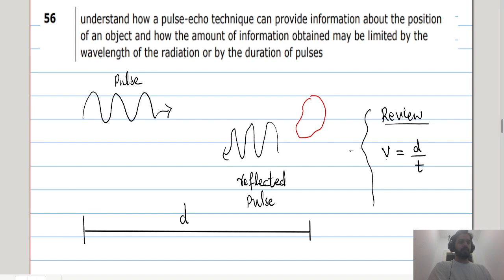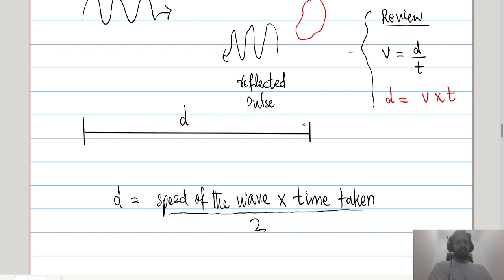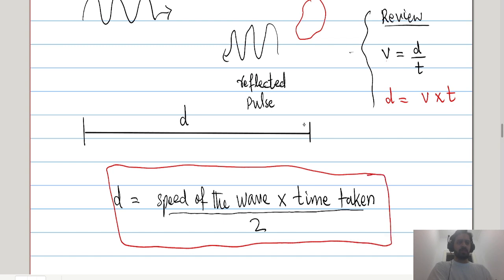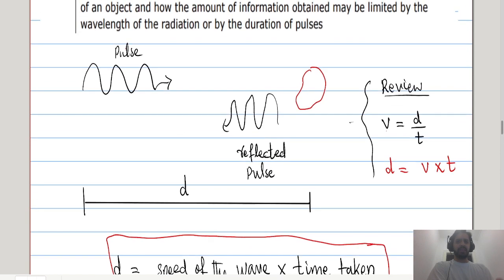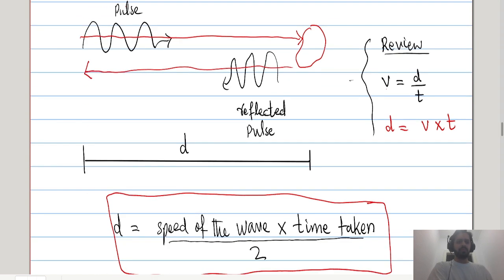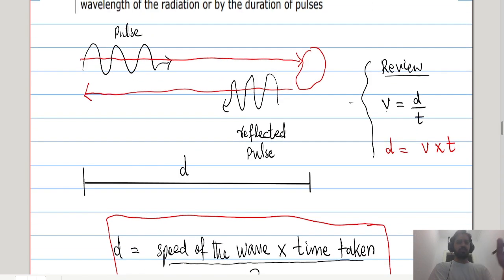So we can rearrange this equation for distance. Distance will be equal to velocity times time. But there is a slight difference in the actual equation that we use. The equation that we use has a 2 in the denominator. So we need to divide time by 2 to measure distance. The reason is that while the pulse goes towards the object and gets reflected back, it covers this distance twice, right? So that's why we need to divide the time taken by 2 to measure distance from one side.